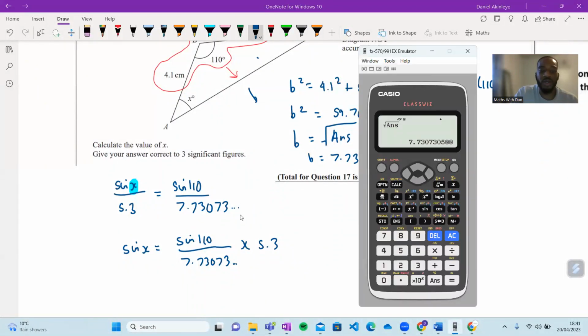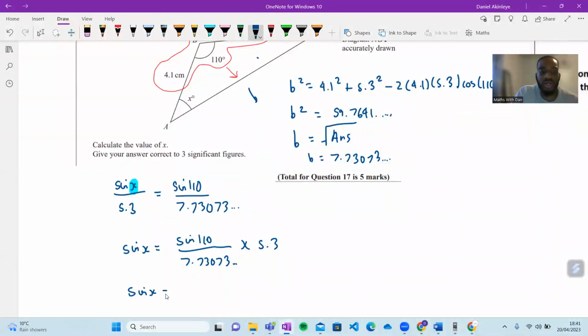Now, remember, I have that value stored in my calculator. I don't need to write it again. Remember, we're in an exam. We need to save time. So I'm going to put answer. I'm going to times that by 5.3. Which is this number here, 0.6442. Yeah. Sine x is equal to 0.6442, blah, blah, blah.